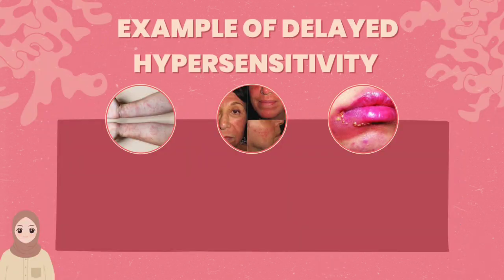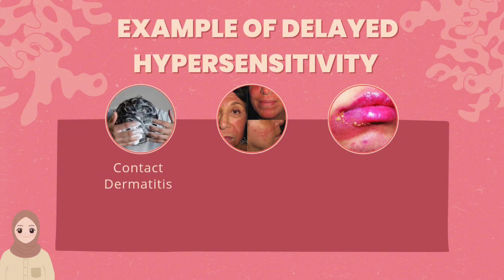Now, let's look at the examples of type 4 hypersensitivity. First one is contact dermatitis, when skin reacts to something you are allergic to. For example, hair dyes, shampoos, cosmetic products, shoe materials, metal in jewelry, soap, detergent, fragrance or perfumes.